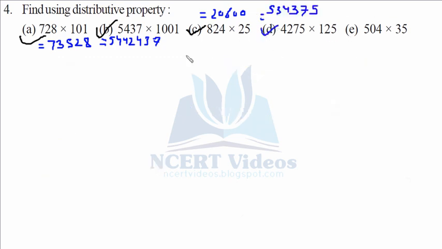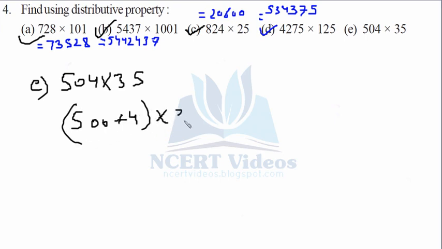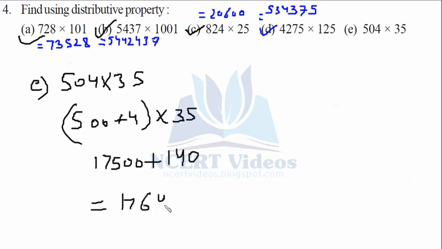E part. Now this is simpler. 500 plus 4 into 35. We can split 504 as 500 plus 4, into 35. Multiplying 500 with 35 gives you 17500, plus 35 into 4 is 140. Now adding them gives you 17640. That makes your question 4.